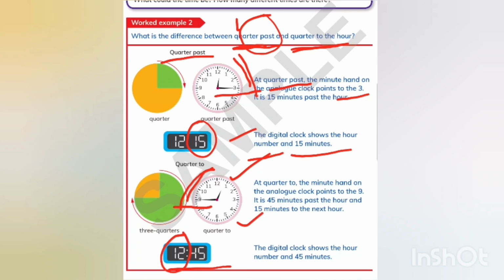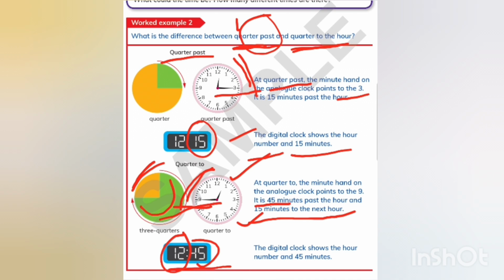Quarter to, the minute hand on the analog clock points to 9. So I have told you that if there is quarter to, the big needle must be on 9. It means 9 × 5 is equal to 45, meaning 45 minutes have been covered. Only 15 minutes are remaining to the next hour. 12:45 means 45 minutes are covered. Only these 15 minutes are remaining to 1 o'clock.